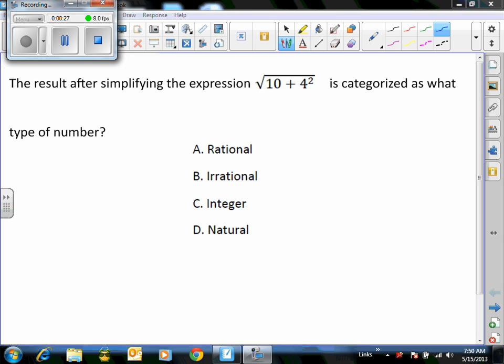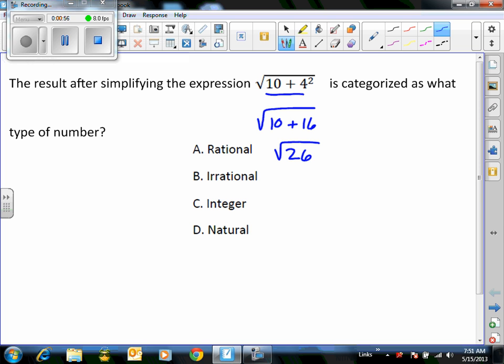then you can practice on your own. First question that you had said, the result after simplifying the expression, the square root of 10 plus 4 squared, is categorized as what type of number? So first thing we need to do is follow the order of operations underneath the radical symbol. That's the square root symbol. So we'll say the square root of 10 plus 16, and then the square root of 26. Once you put the square root of 26 into your calculator, you're going to get an irrational number.